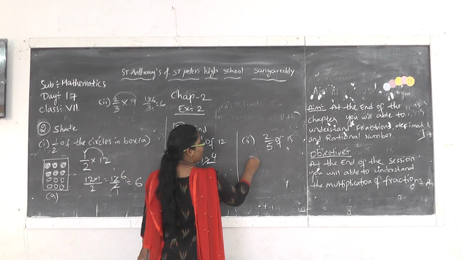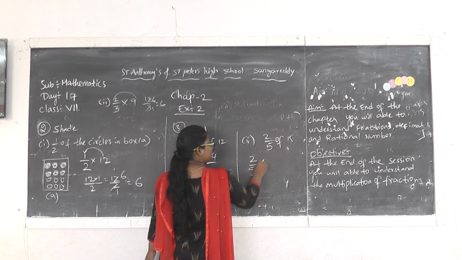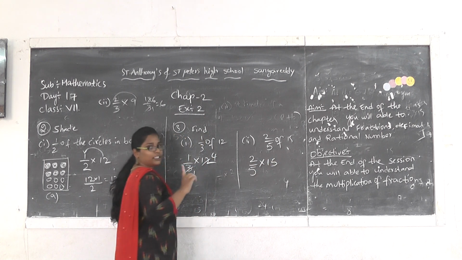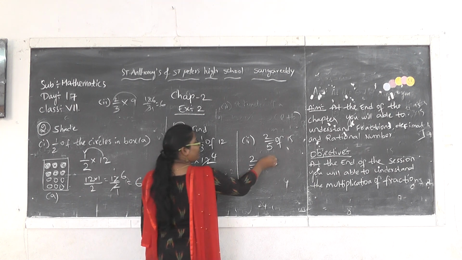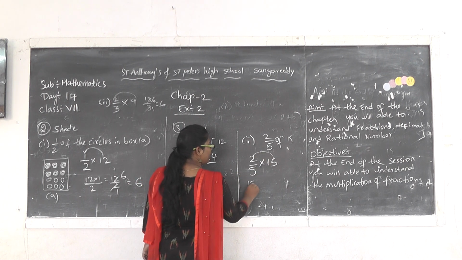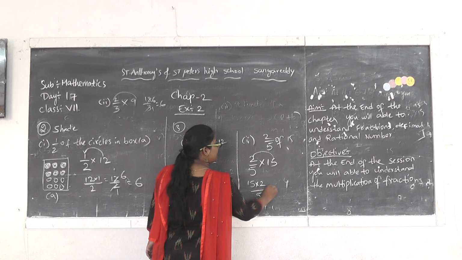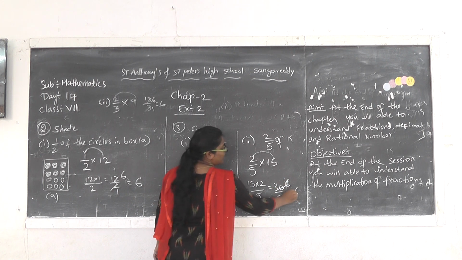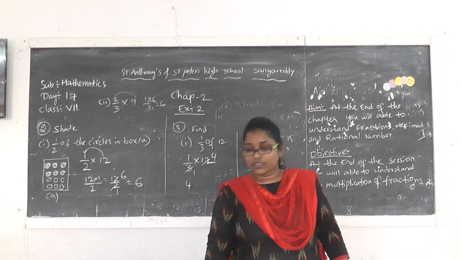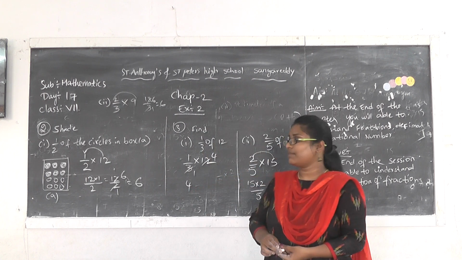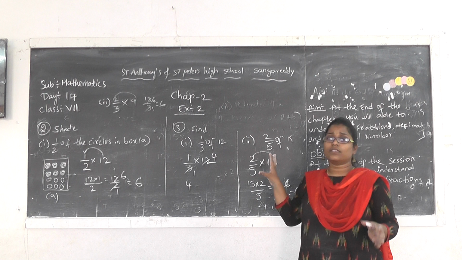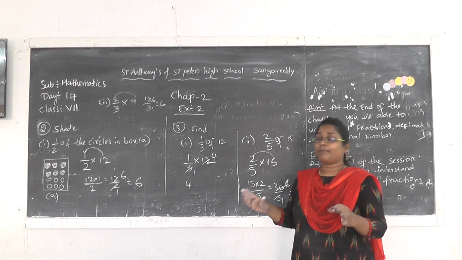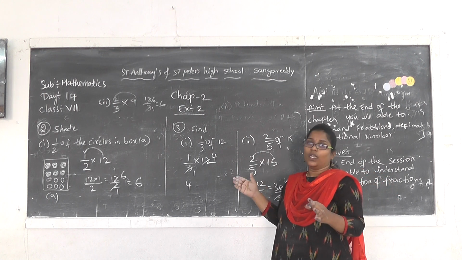2 by 5 of 15. 2 by 5 of indicates multiplication into 15. It is a fraction, but how do we multiply? 15 into 2 is nothing but 30 by 5. 5 sixes are 30. So in this way we have to solve the exercise 2 problems. That means we mostly covered the concept of how to multiply a fraction with a whole number.